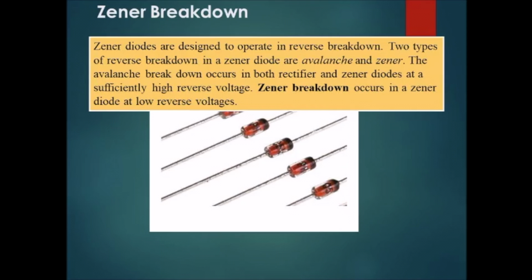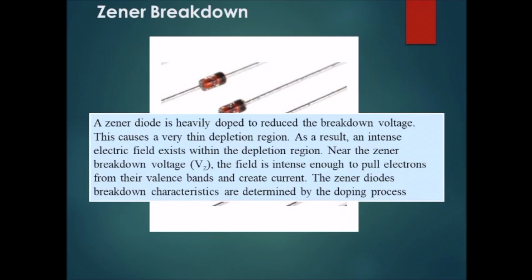Two types of reverse breakdown in a Zener diode are avalanche and Zener. The avalanche breakdown occurs in both rectifier and Zener diodes at a sufficiently high reverse voltage. Zener breakdown occurs in a Zener diode at low reverse voltages. A Zener diode is heavily doped to reduce breakdown voltage. This causes a very thin depletion region. As a result, an intense electric field exists within the depletion region. Near the Zener breakdown voltage, the field is intense enough to pull electrons from their valence bands and create current.